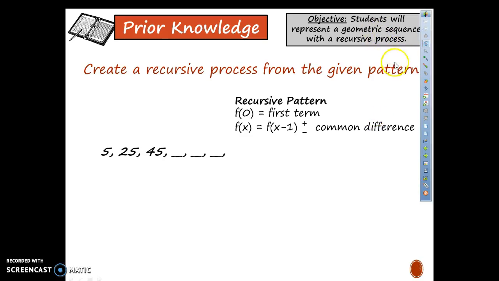For prior knowledge, go ahead and do this on your own. At this point, you should be pretty solid with these concepts. But go ahead and pause the video, try this one on your own.